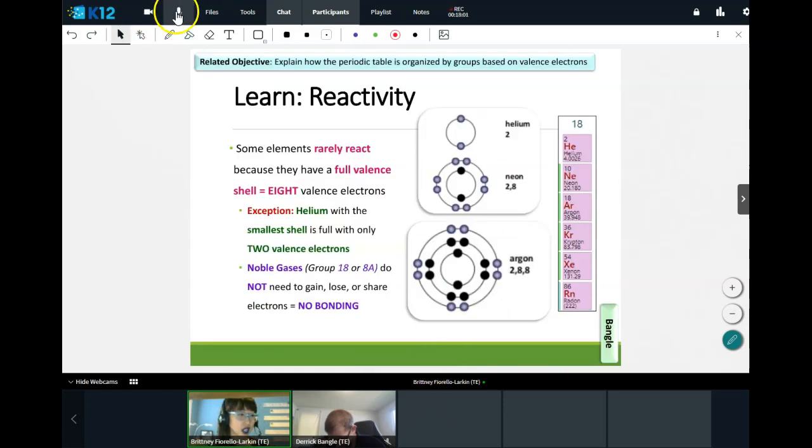Okay, let's talk a little bit about reactivity. Reactivity is a property that we assign to a specific element that describes how it reacts with other conditions or other elements. Some elements rarely react with each other because they have a full valence shell, or I'm sorry, 8 valence electrons. This is specifically part of the noble gas group, as we can see on the right-hand side. They are called the noble gases because they do not need to gain, lose, or share electrons with any other element or chemical, i.e. they do not bond with anything. So keep this name in mind.